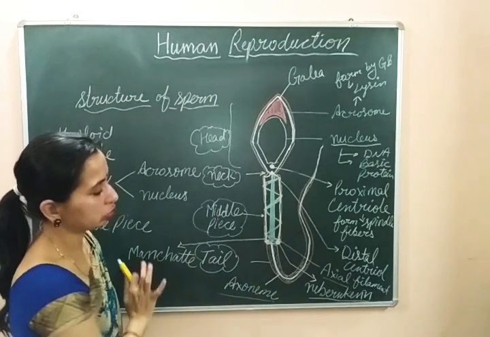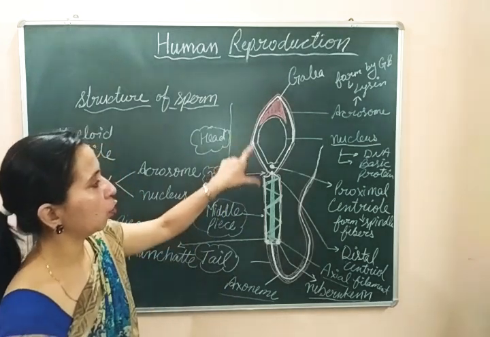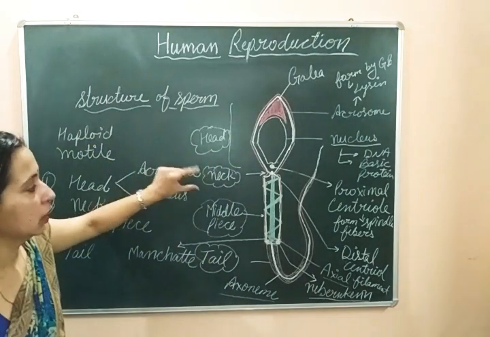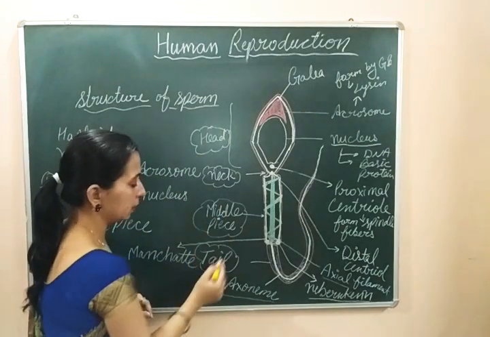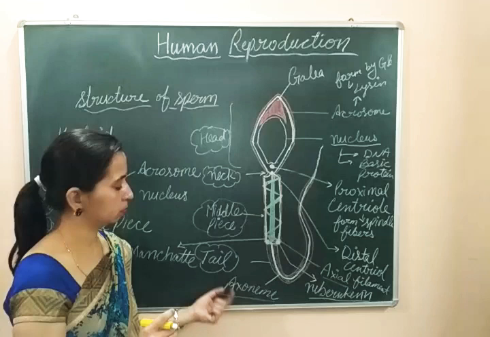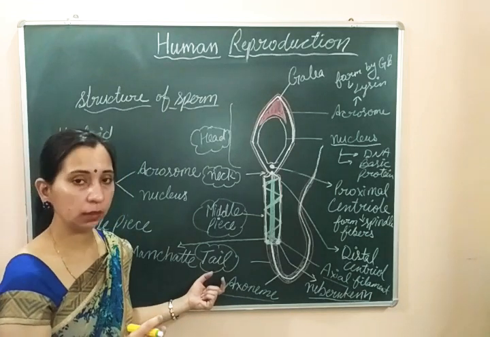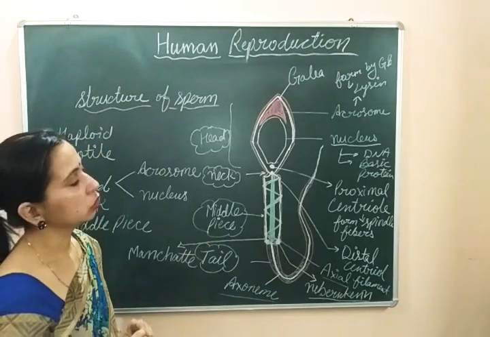So this is the complete structure of the sperm. We discussed all the parts. The first part is the head. The second part of the sperm is the neck. The third part of the sperm is the middle piece, and the lower part of the sperm is the tail. So this is the complete structure of the sperm.